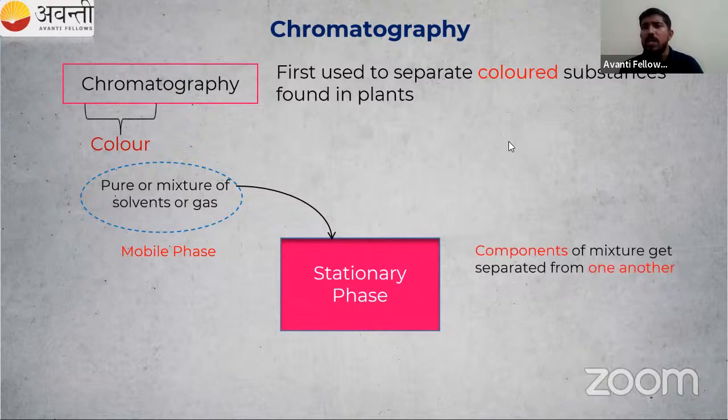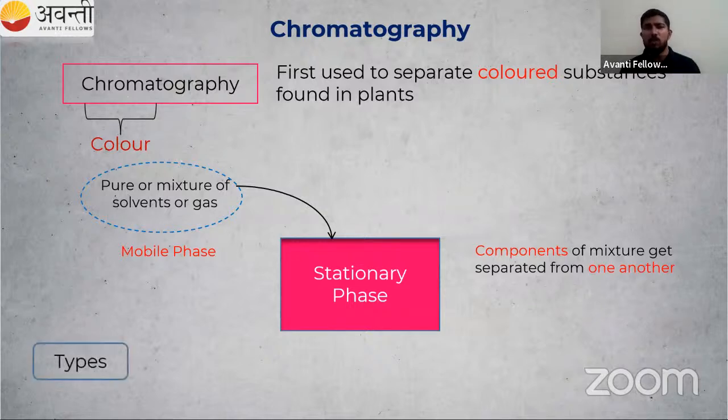Then what are the points related to chromatography? Components of a mixture get separated from one another. I have a mixture, and in that mixture there are different kinds of components: component A, B, C, D, etc. I have to separate each and every component present in that mixture. For that, I can use chromatography. So the technique used is chromatography.